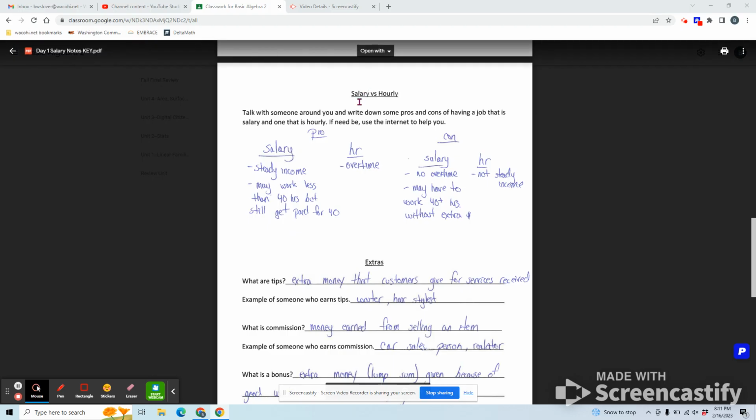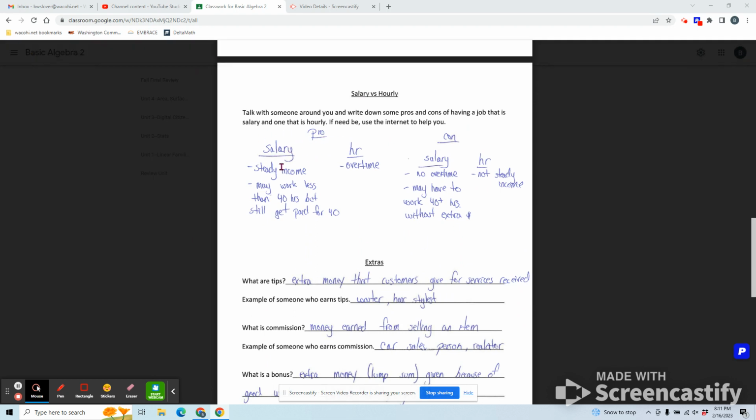Now, there's a difference between the salary and hourly. Okay, so the advantage, and that's what this is asking, the pros and cons of them. The advantage of a salary is it's a steady income. Okay, so you're guaranteed that amount of money every paycheck. You could work less than 40 hours a week and still get paid for 40 hours of work.